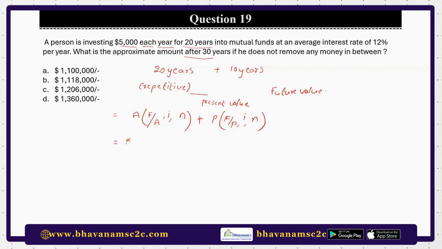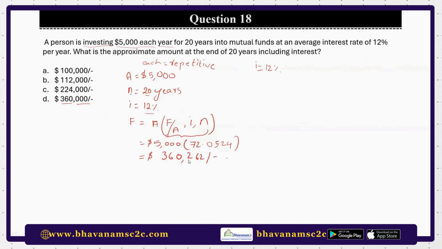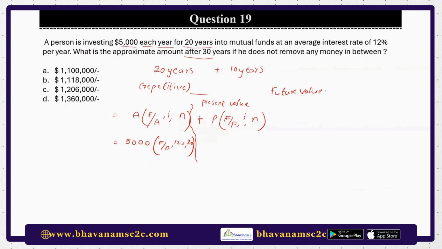The A value here is 5,000 and F by A. Let's deal with the first fraction, F by A. We don't know this F by A, and the i value is 12% and this is 20 years. Already we got the value of the first fraction from the previous problem. What is the value here? Somewhere around 360,000. So let's take the accurate figure, which is 360,262. So the value for this fraction is going to be 360,262. All right. So now this value will act as your P value, which means a present value at the end of 20 years.